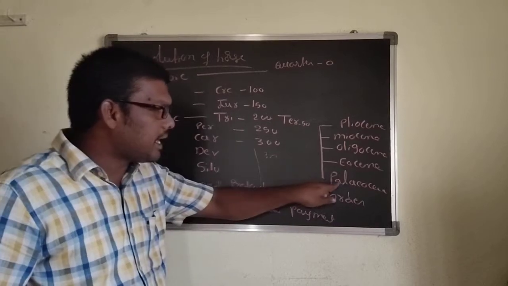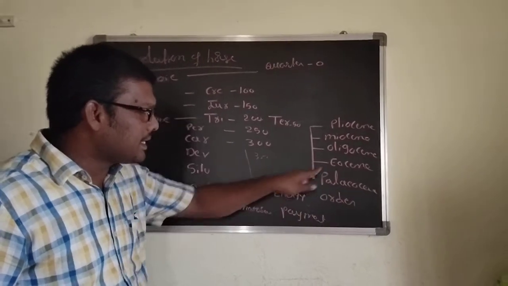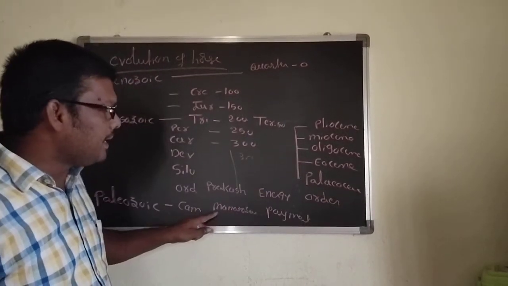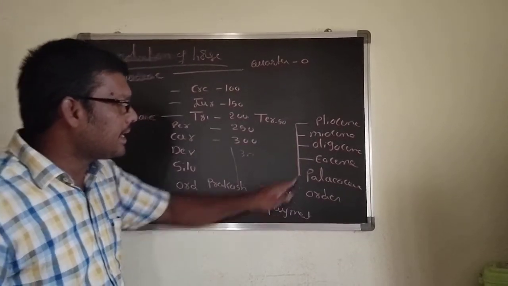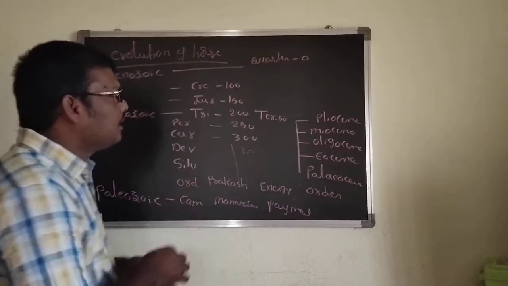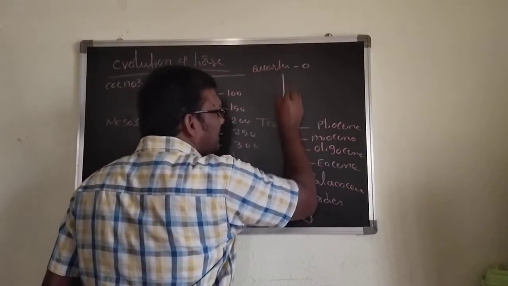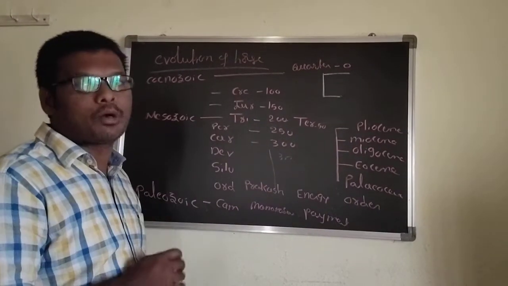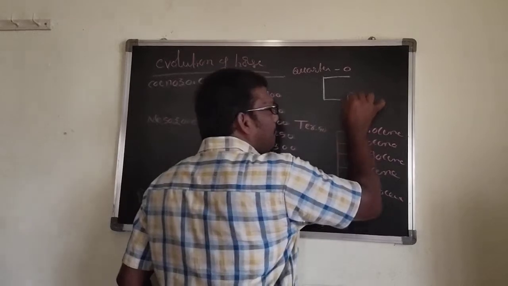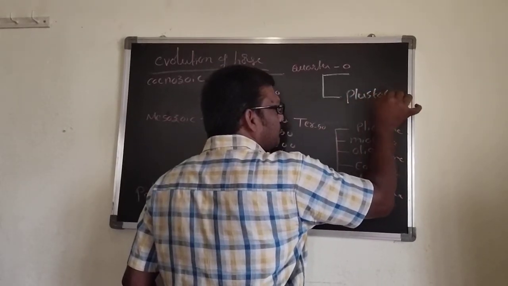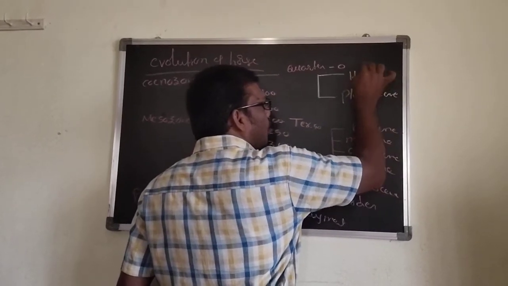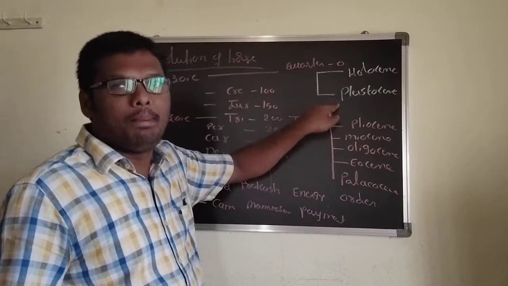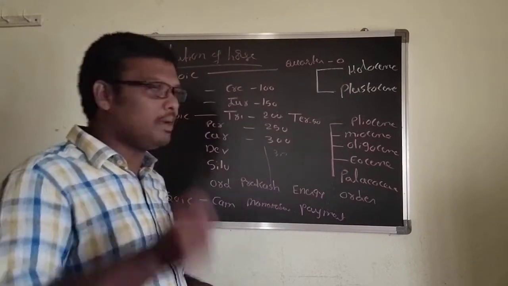Here the P indicates the Paleocene, E indicates the Eocene, O indicates the Oligocene, M indicates the Miocene, P indicates the Pliocene. And if you go for the quaternary period, they have only 2 epochs present. One is the Pleistocene, another one is the Holocene. Pleistocene and Holocene, pH value. Pleistocene and Holocene. See, very important one.